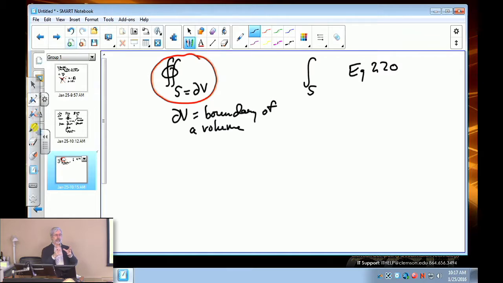But it doesn't have to be a sphere or a cube. It can be any shape as long as it's connected. You can get from one part of the volume to another without going outside. Okay.